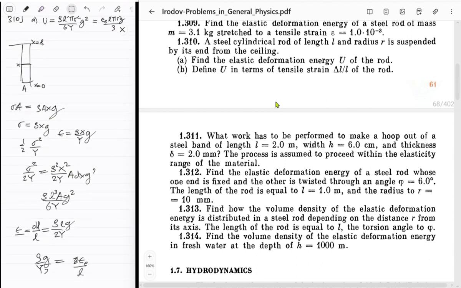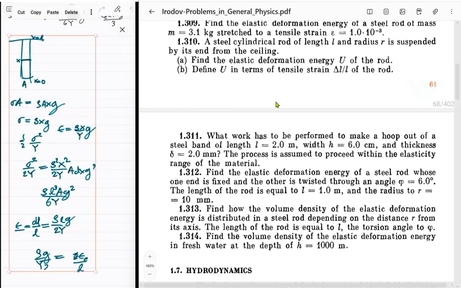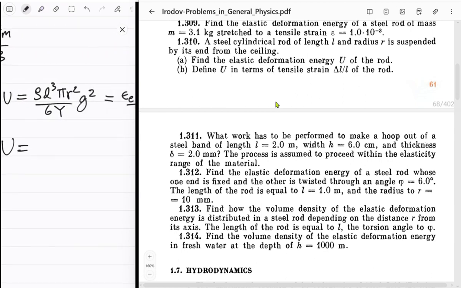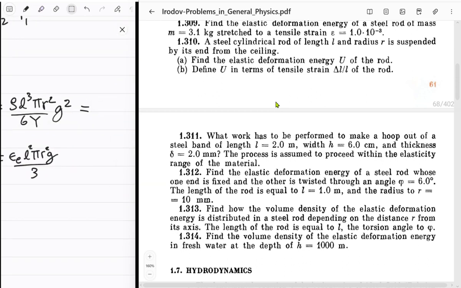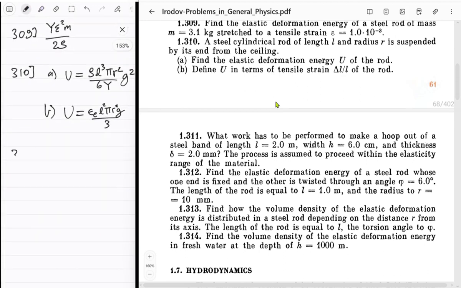Fine. Next question. Oh, this was B actually, not A. So this is B. Okay, next question. 311. What work has to be performed to make a hoop out of steel band of length something, width something, thickness something? The process is assumed to proceed within the elasticity range of the material.